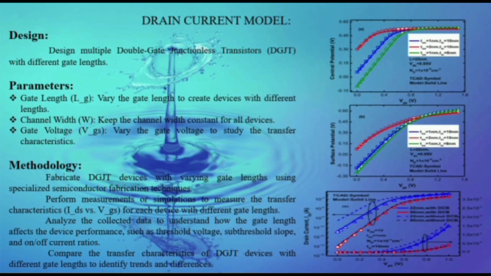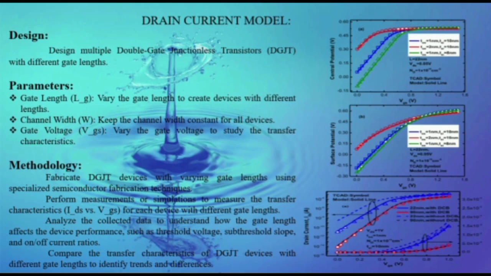The methodology involved is to fabricate the double gate junctionless transistor device with varying gate length using a specified semiconductor fabrication technique. Perform measurements or simulation to measure the transfer characteristics of IDS versus VGS for each device with a different gate length. Analyze the collected data to understand how the gate length affects device performance, such as threshold and subthreshold slope and on-off current ratios.